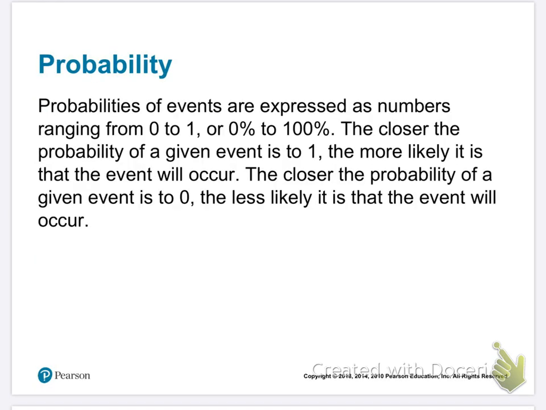Okay, so probabilities of an event are expressed as numbers ranging from 0 to 1 or 0% to 100%. The closer the probability is to 1, the more likely it is to occur. The probability that is closer to 0, the less likely it is to occur. Which makes sense. If you have a 100% chance or 99% chance, you know what's going to happen. If you have like a 2% chance, you know it's very unlikely.